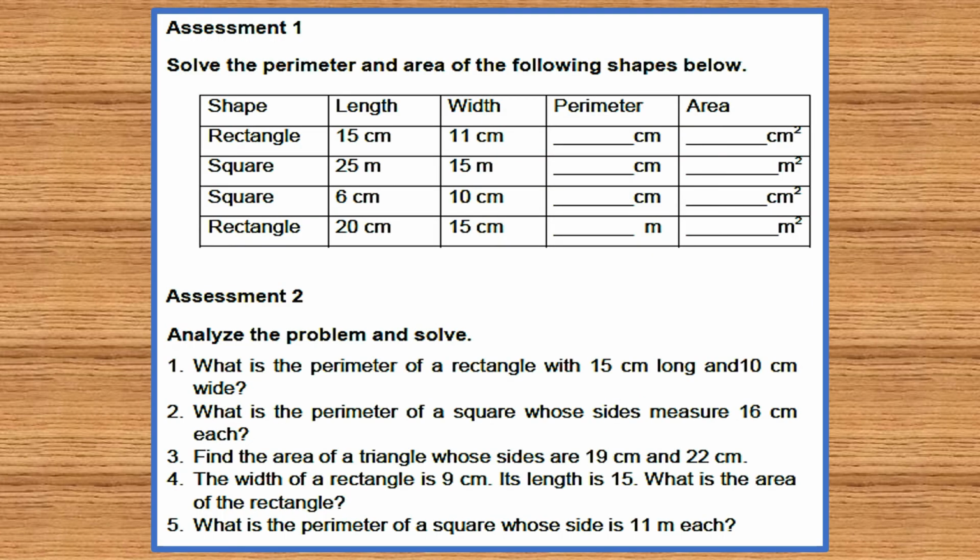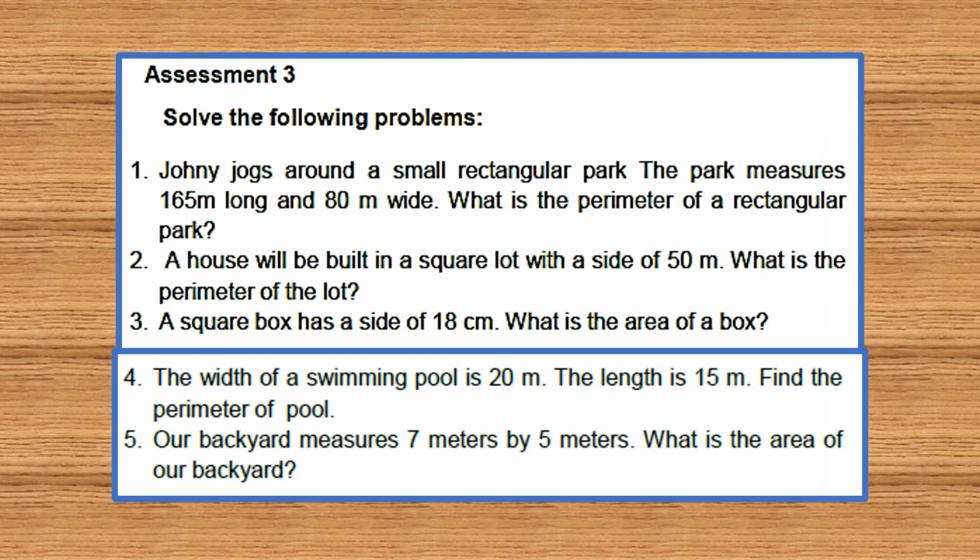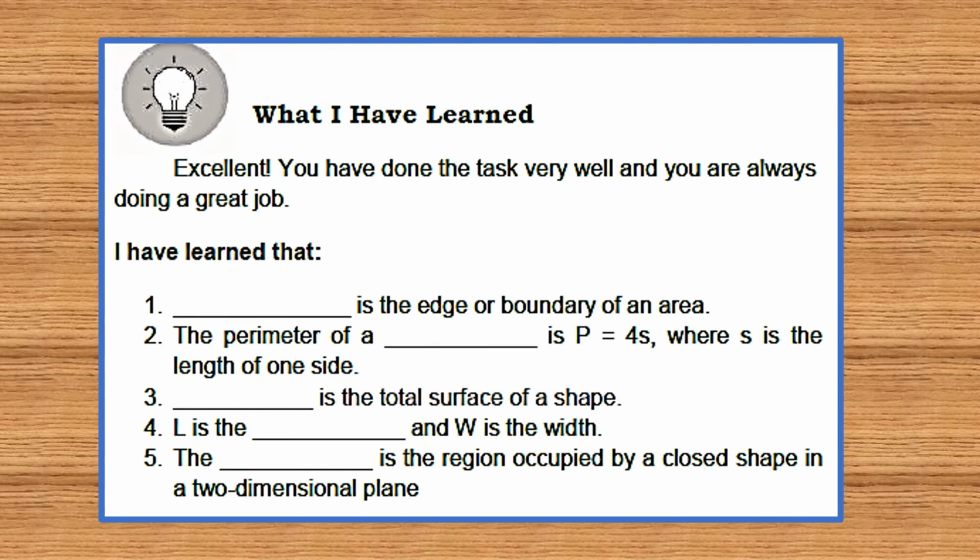For assessment 1, solve the perimeter and the area of the following shapes. And for assessment 2, analyze the problem and solve. I'll give you a few minutes to answer these activities. And for assessment 3, solve the following problems. Excellent, learners, you have done the task very well and you are always doing a great job. Now, finish this activity.